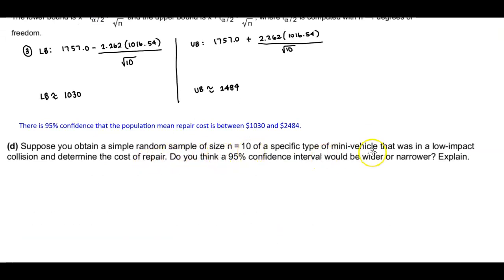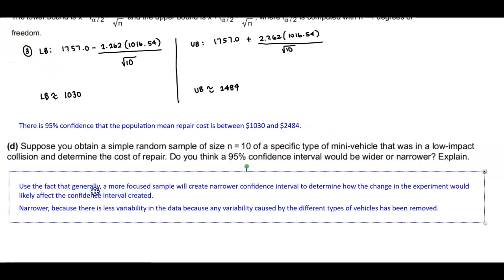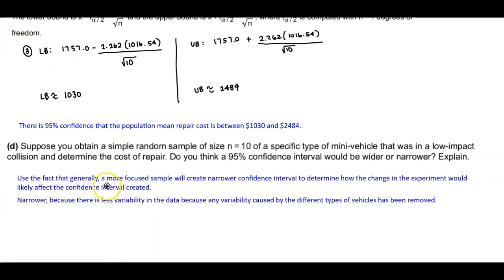Now the last question says, suppose you obtain a simple random sample of size n equal to 10 of a specific type of mini vehicle that was in a low impact collision and determine the cost of repair. Do you think a 95% confidence interval would be wider or narrower, and explain? Here you're going to use the fact that generally a more focused sample will create a narrower confidence interval to determine how the change in the experiment would likely affect the confidence interval created. So it's going to be narrower because there is less variability in the data, because any variability caused by the different types of vehicles has been removed.